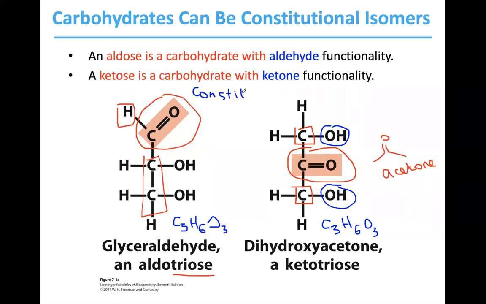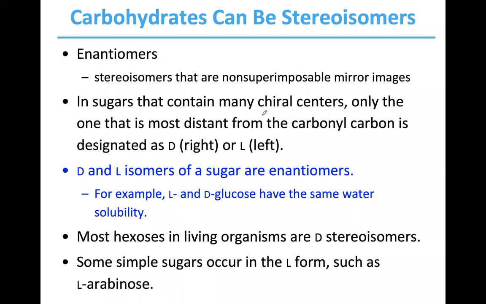I don't know if the book talks about it, but in general, the difference between aldoses and ketoses is the fact that they're constitutional isomers. But they can also be stereoisomers. Remember, enantiomers are non-superimposable mirror images. In sugars that contain many chiral centers, only the one most distant from the carbonyl group is designated as D if it's on the right, and L if it's on the left.